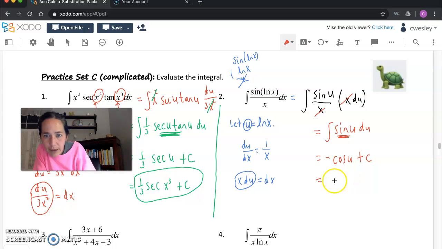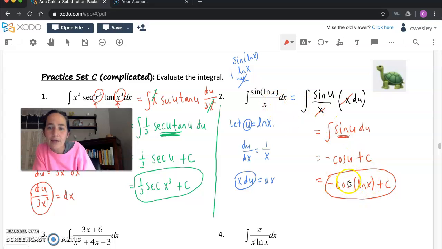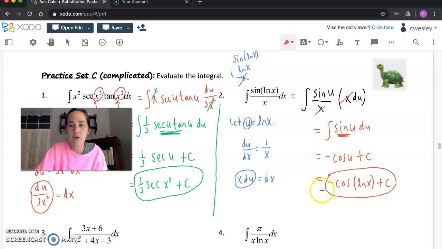And now we'll plug u back in. So we'll plug in for x in terms of u, right? Negative cosine of, we called u the ln of x, plus c. Again, if we wanted to, we could use the chain rule and take a derivative of this, and see if we get the original back. And we really should. That should be a good answer.